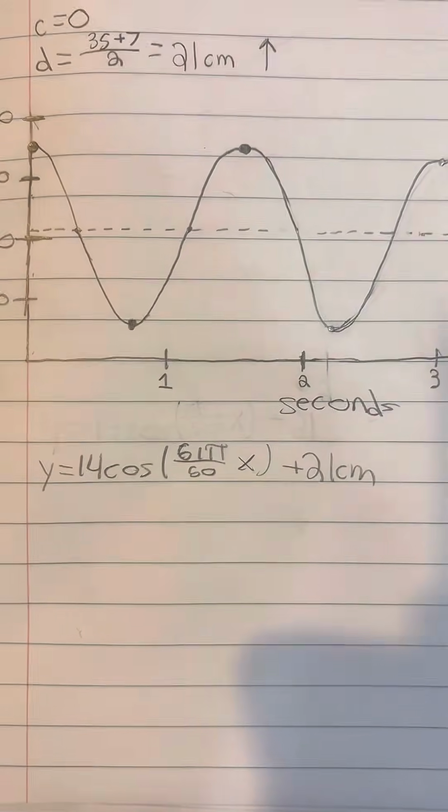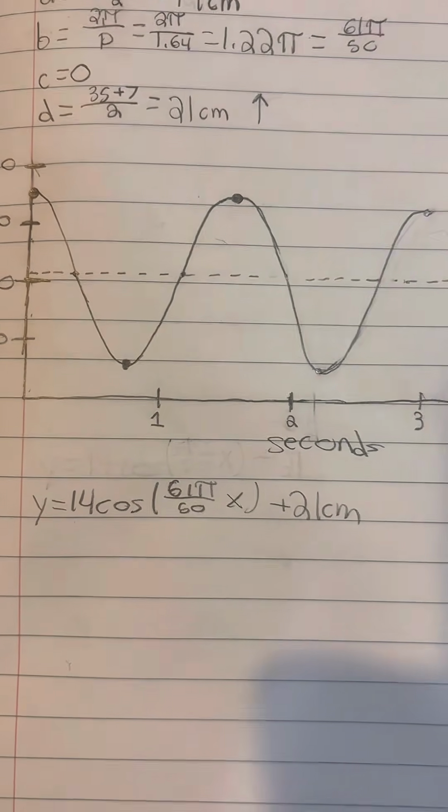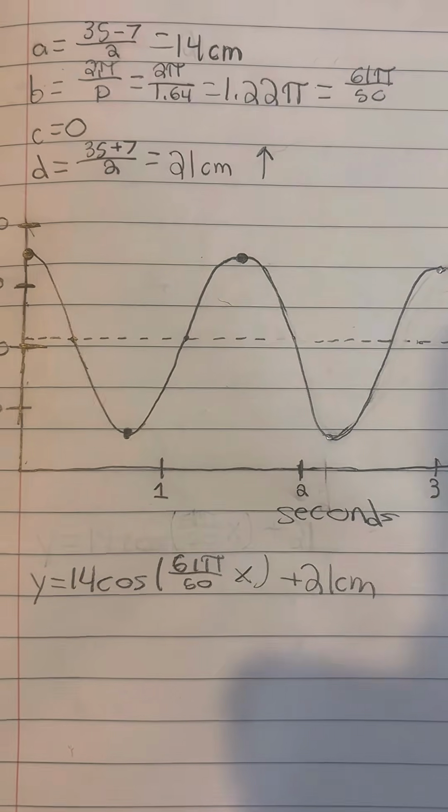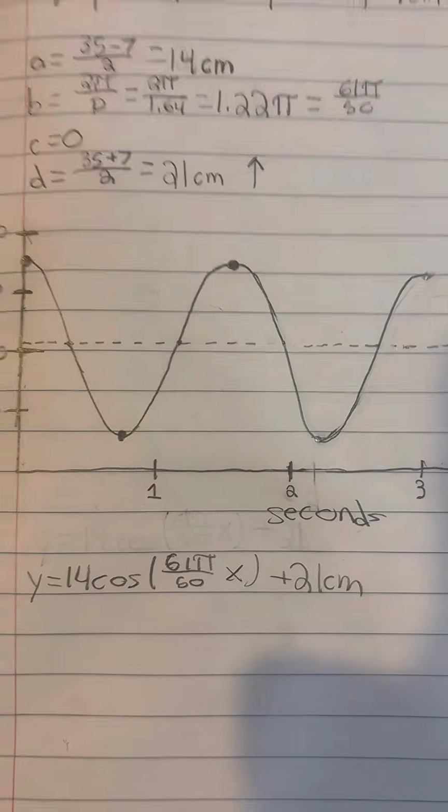Then I have my equation, which I got from the amplitude of 14. Since it starts from the top, it is a cosine wave. My B was 61 pi over 60x, and then the vertical shift was plus 21.